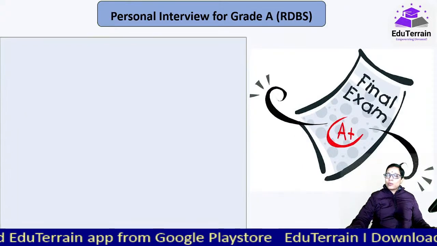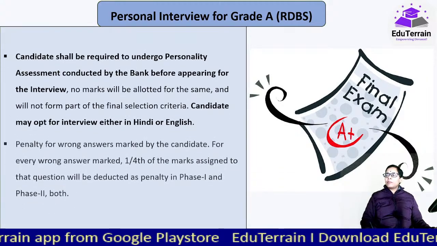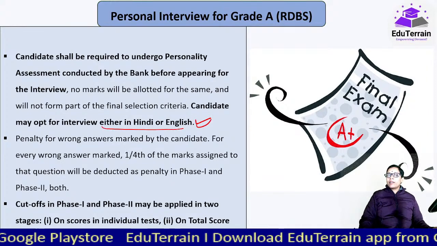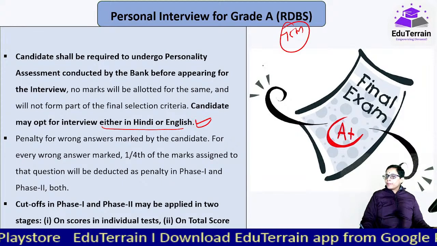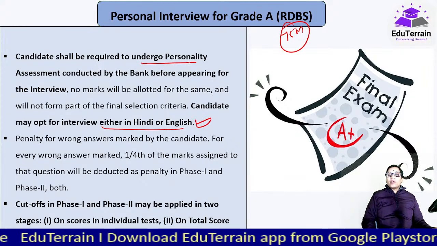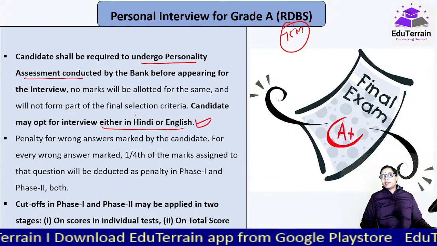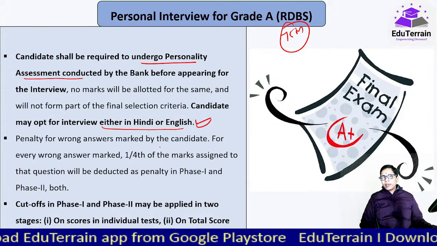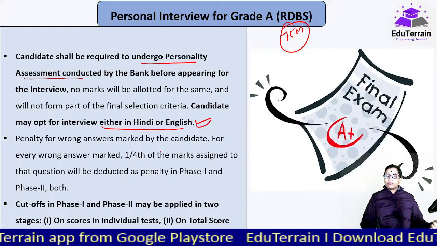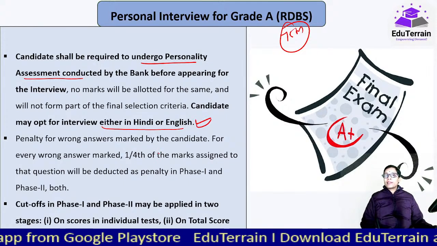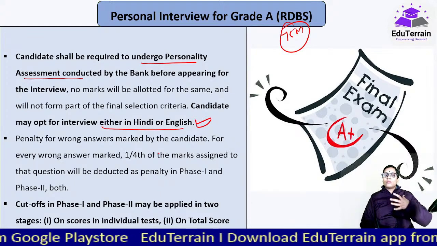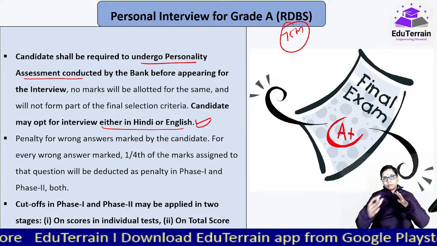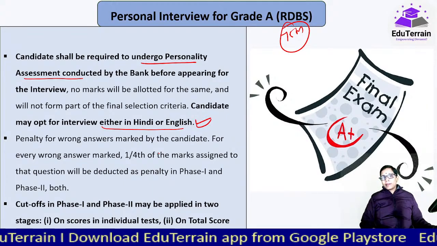Okay, after this would be your personal interview, wherein the candidate can opt for the interview either in Hindi or English. It is of 75 marks. And they shall be required to undergo a personality assessment conducted by the bank, which does not carry any marks and would not form part of the final selection criteria. But then why are they making the candidate undergo this personality assessment? To understand them, to gauge the person, and accordingly in the interview they'll be able to frame the questions and all that.